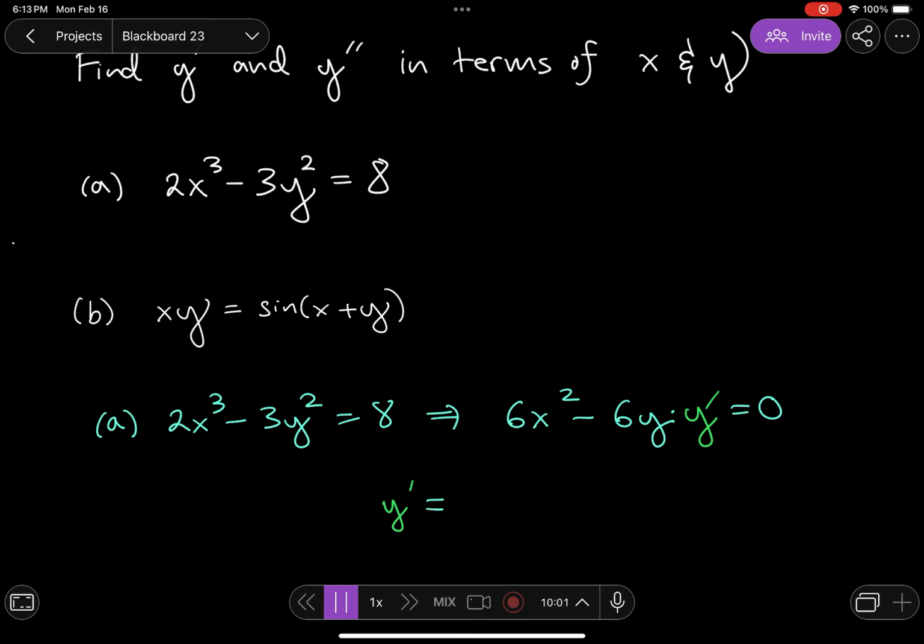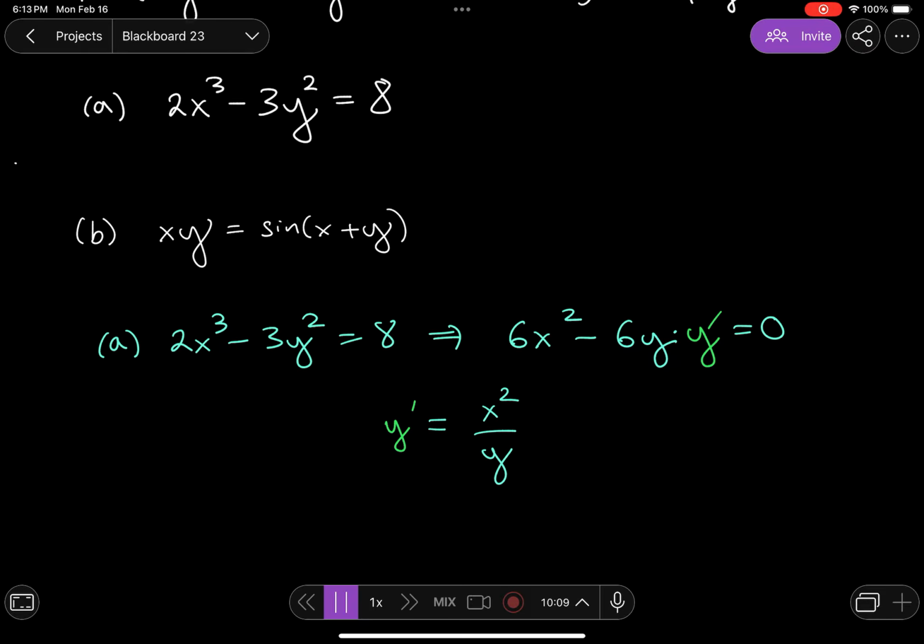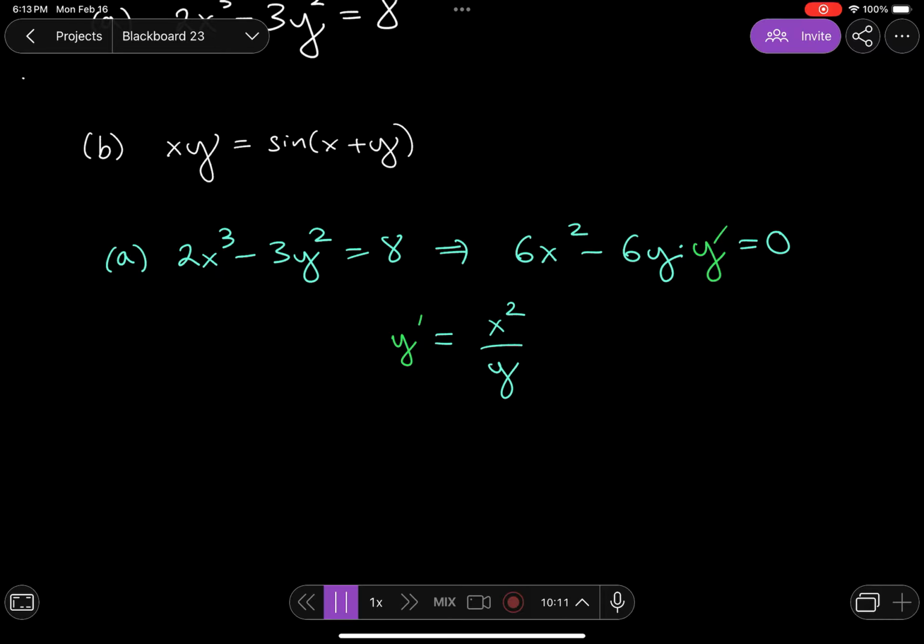After solving for y prime, I get x squared over y. Let me make sure I did that right. Yep, all right, that looks good. So I solved for y prime. Now the goal is to find y double prime. Okay, so in order to do that, I have to take the derivative on both sides of this with respect to x.